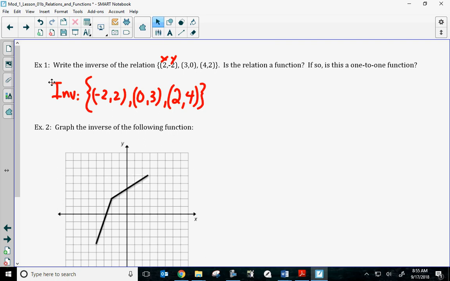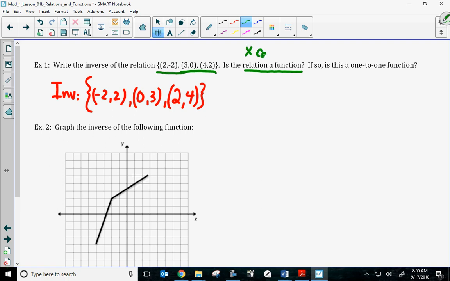Now, they're asking, is the relation a function? If I look at my original relation right here, is that a function? All right, well, what do I know about lists? My x cannot repeat, right?